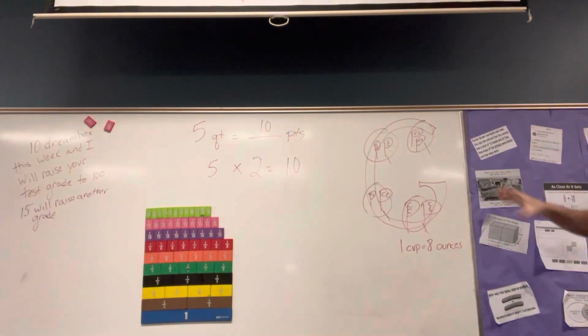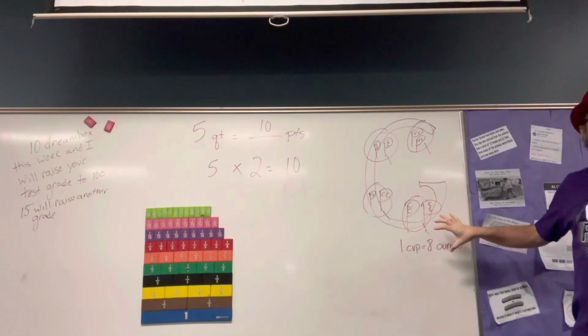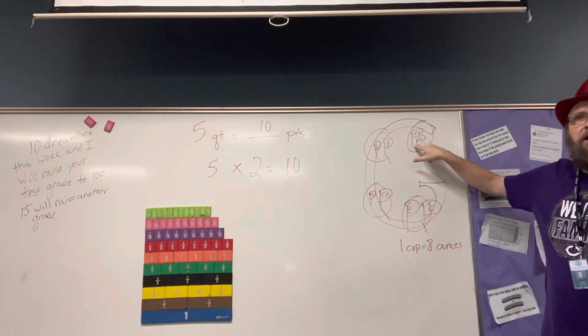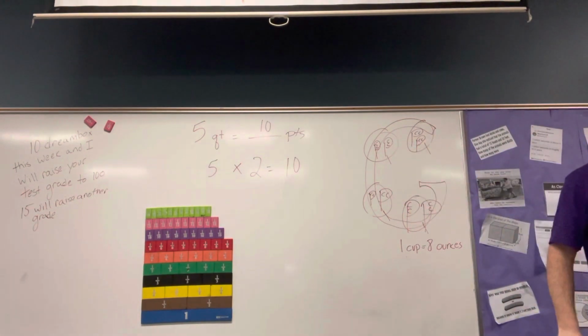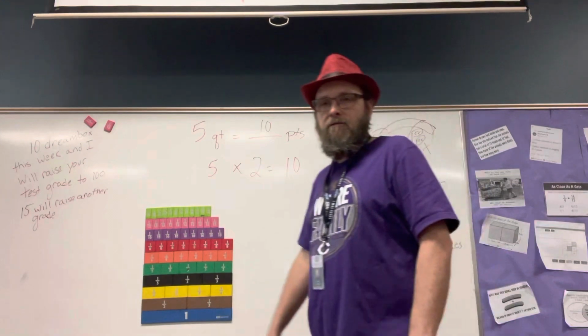Again, use this. The whole thing is a gallon. Each of the 4 are quarts. Inside each quart are 2 pints. Inside each pint are 2 cups. And then 1 cup equals 8 ounces.